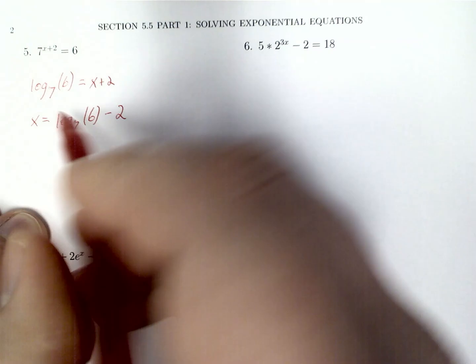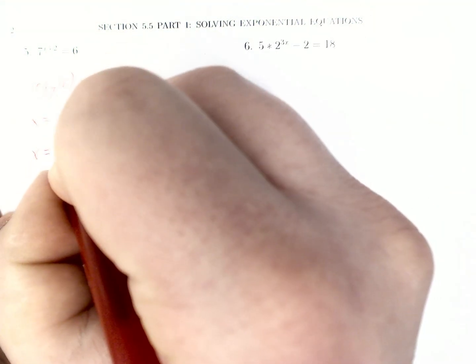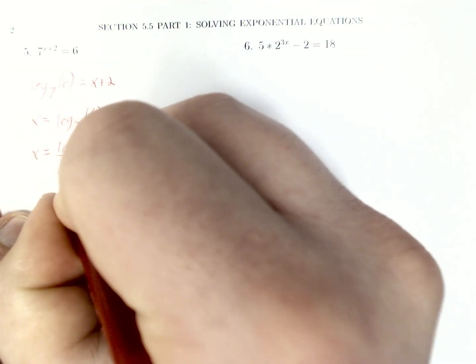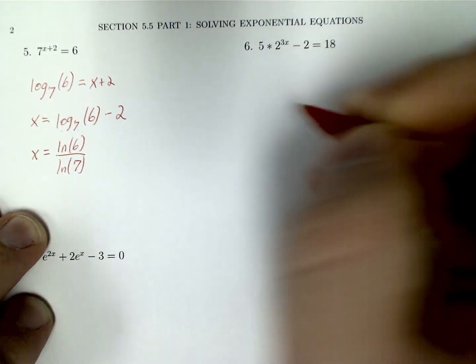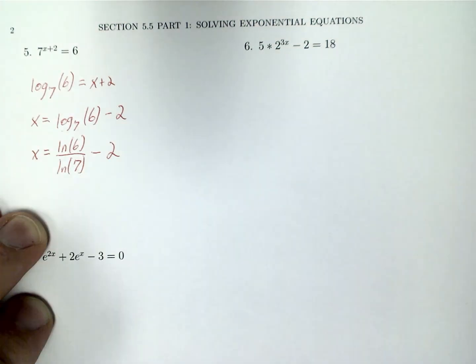So we get something similar: x equals log base 7 of 6 minus 2. The only weird thing is log base 7 of 6. Sometimes that's not enough, and we can rewrite this as ln using the change of base formula: ln of 6 over ln of 7, ln of the argument on the inside over ln of the base, minus 2.